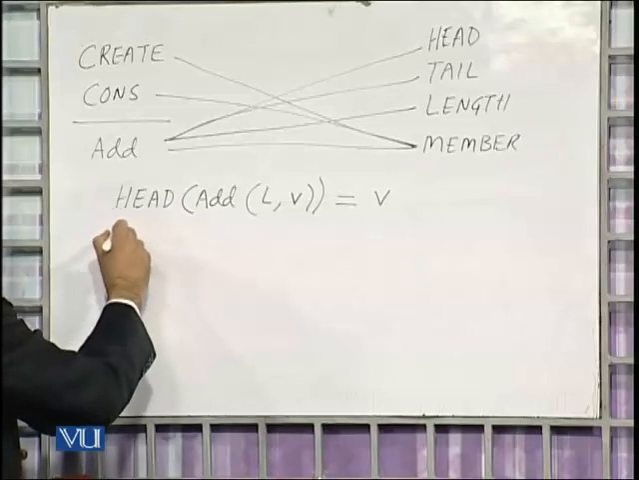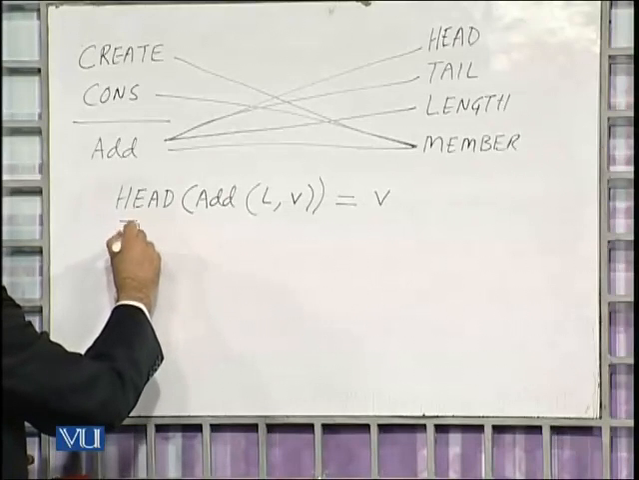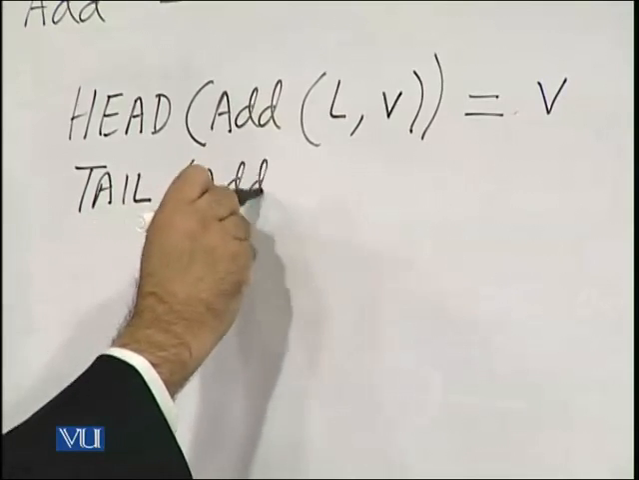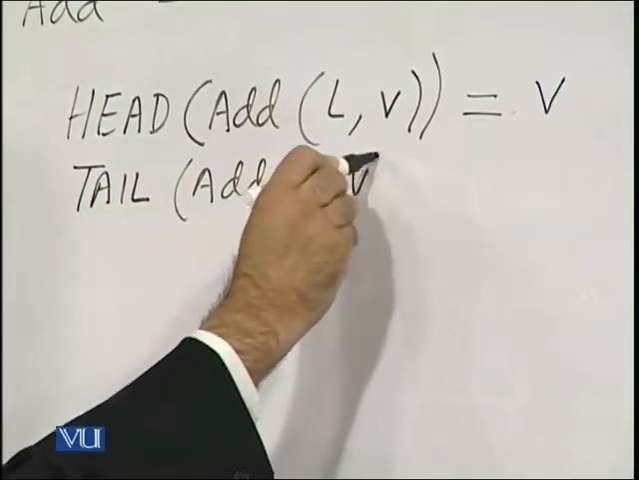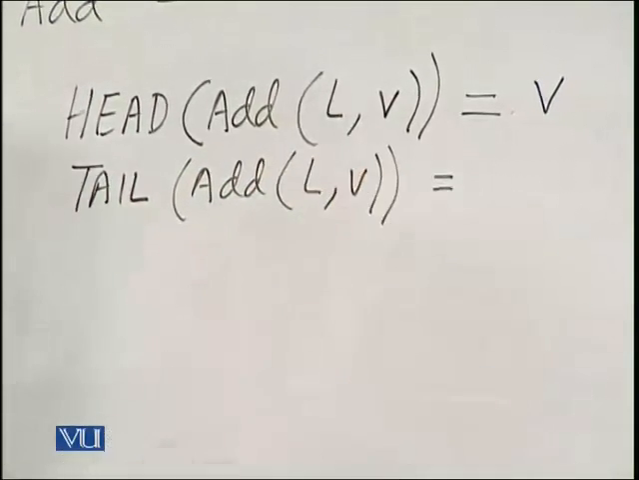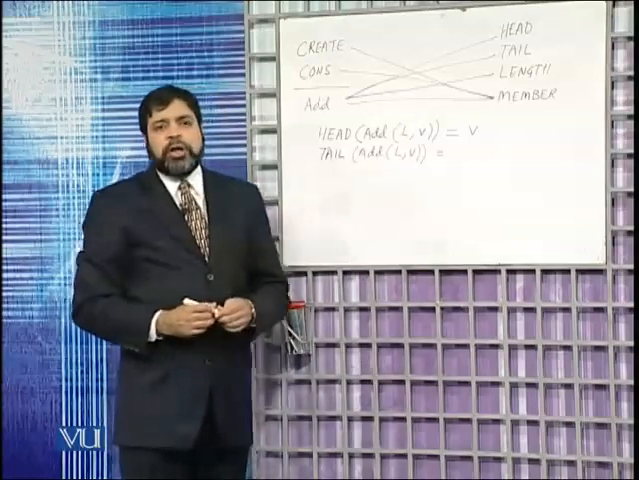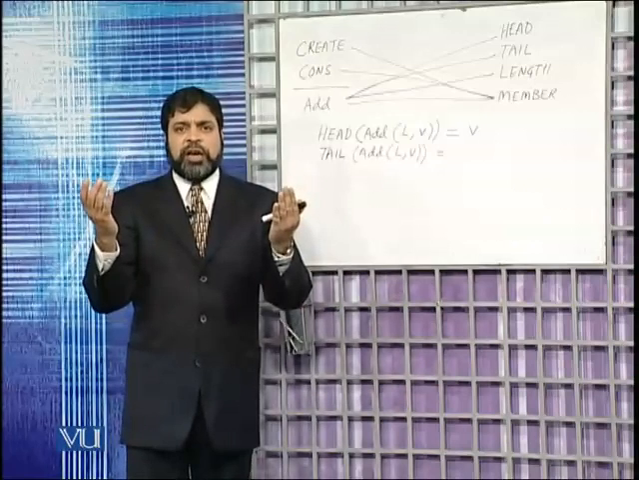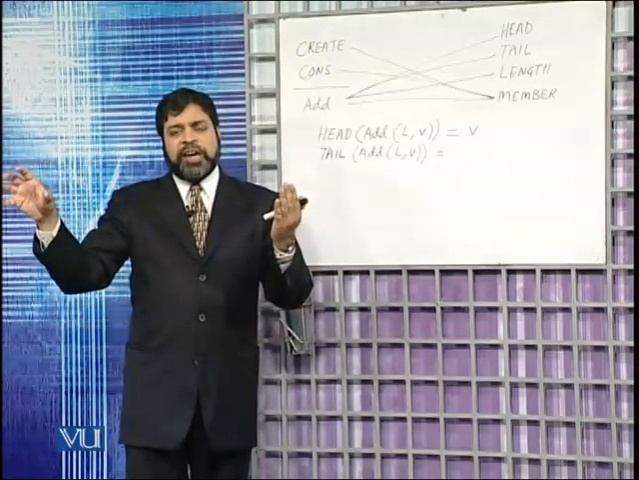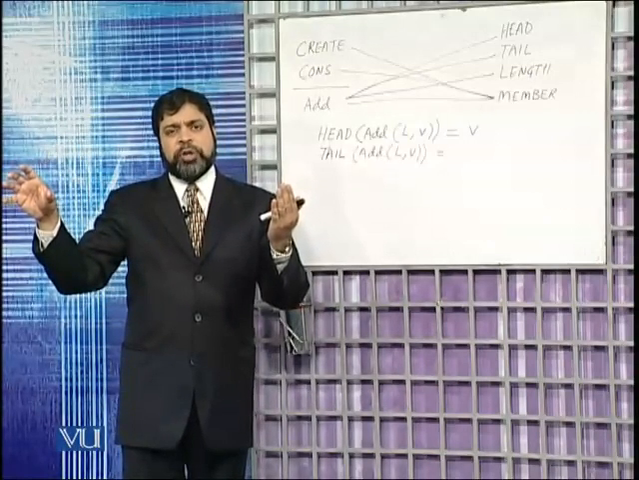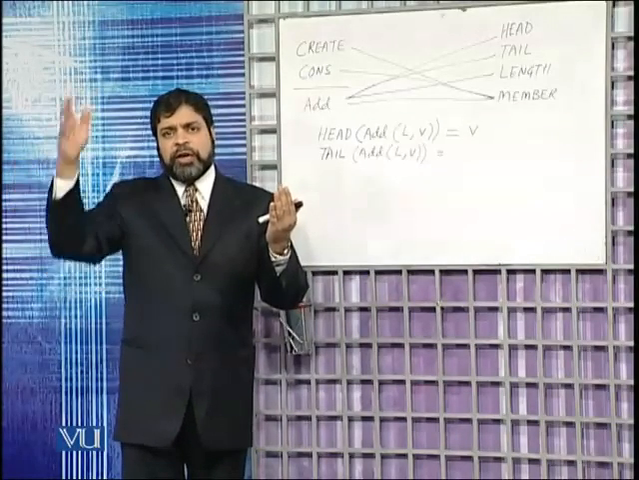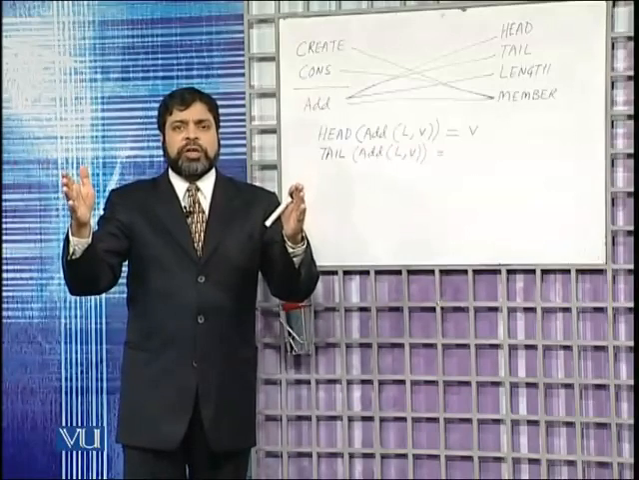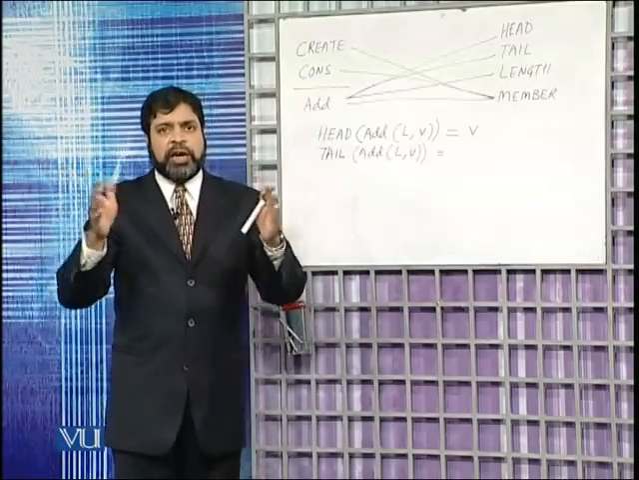Similarly, tail of add L, v. Now in this particular case, I had this old list L. I have added one element here to the head. So if I chop the head, what I will get is the old list back. So the answer in this particular case is L.